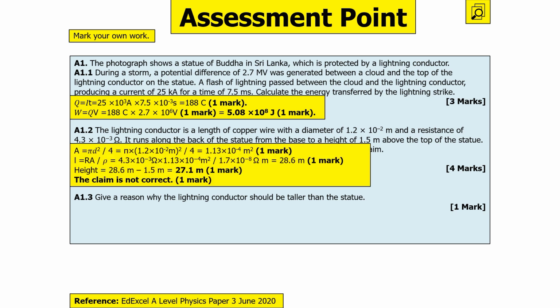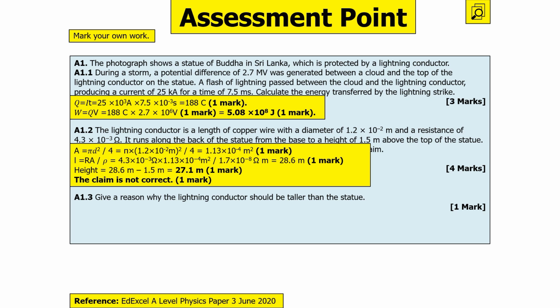In this next one, we need to work out the length of the wire. So we use the equation A equals pi r squared, or pi d squared over 4. We work out the area of the wire. We then use the equation for length, so length is RA over rho. We get our answer to be 28.6 meters.